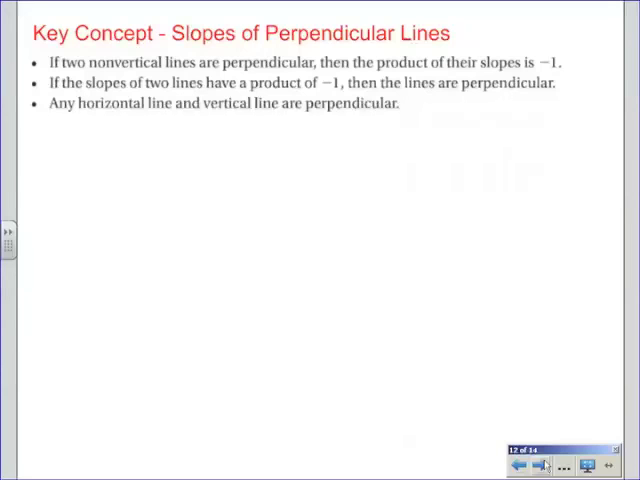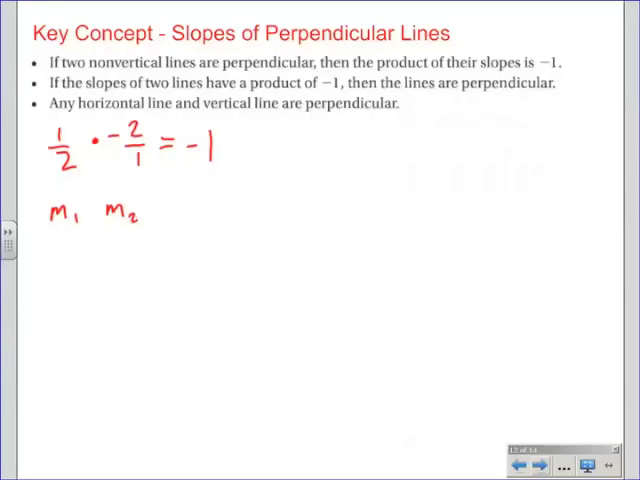Slopes of perpendicular lines. Anytime we have two slopes that are perpendicular to each other, when we multiply them together, their product has to equal -1. An example of that would be if I have a slope of 1/2. That's my slope 1. To find what my slope of my second line would be, it's always going to be the opposite reciprocal. That's the opposite reciprocal of 1/2.